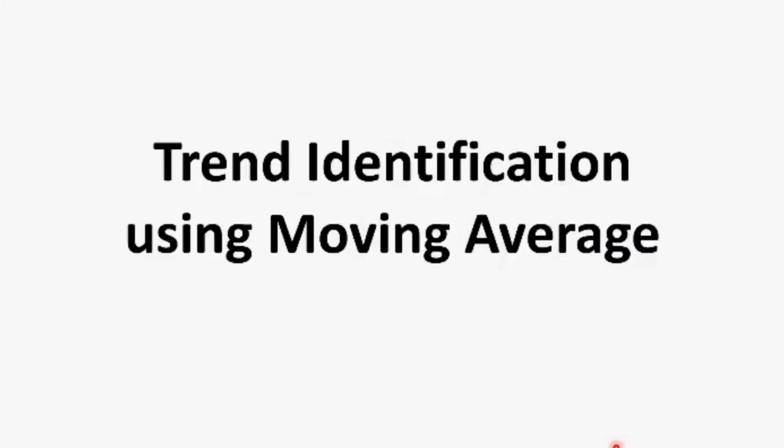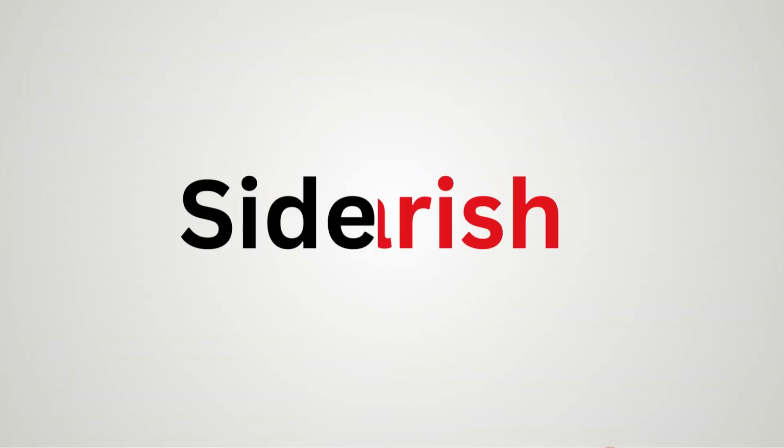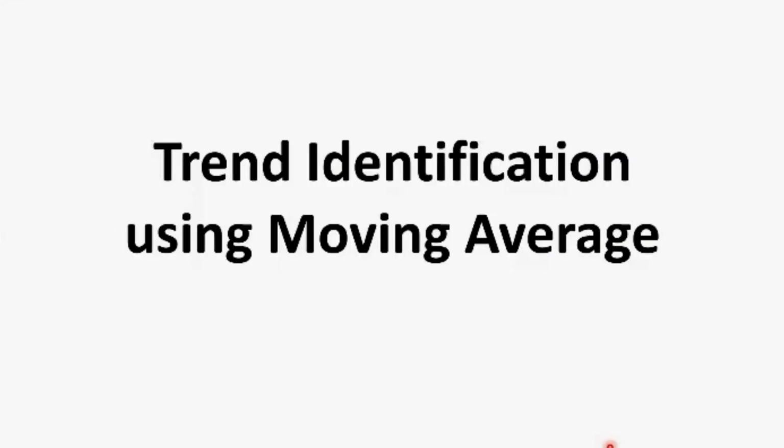So step 1 of the strategy is identifying the trend using moving average. If in case you don't know what is trend, it is basically the nature of the market that helps us identify whether the market is bullish, bearish or sideways. I have talked about trend identification in many of my videos. You can check them out later in the description.